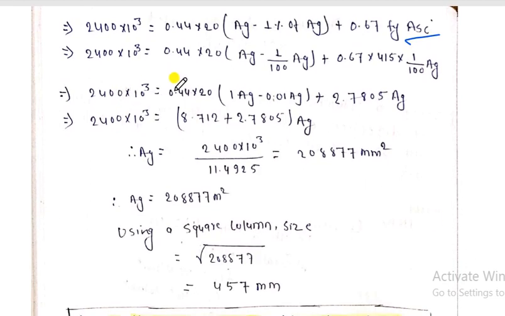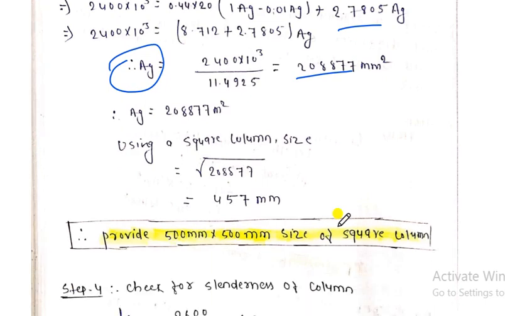So if you substitute and do the calculation, it comes 2.7805. So we find AG from here, that is 208877 mm square. If you take the square root of this, then we'll get the value of 547. So we'll round it to 500 into 500.